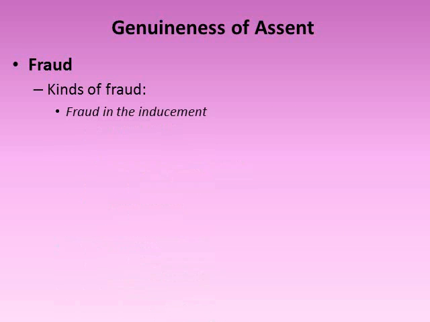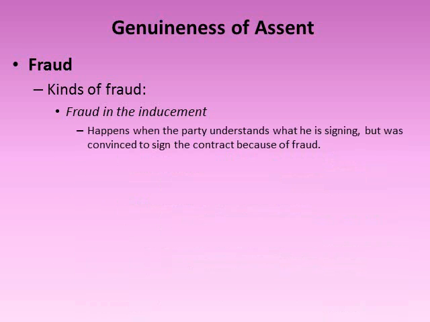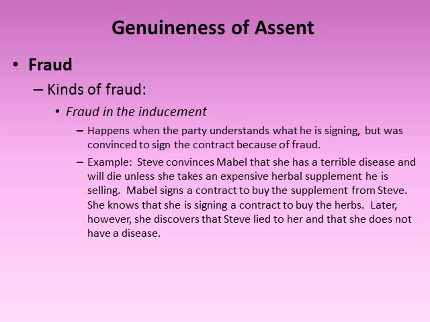Well, continuing with our kinds of fraud, we have fraud in the inducement. This one happens when the party understands what he is signing, but he was convinced to sign the contract because of fraud. How does that happen? Well, again, let's look at an example. Steve convinces Mabel that she has a terrible disease and that she's going to die unless she takes an expensive herbal supplement he is selling. Mabel then signs a contract to buy the supplement from Steve. She knows that she is signing a contract to buy the herbs.